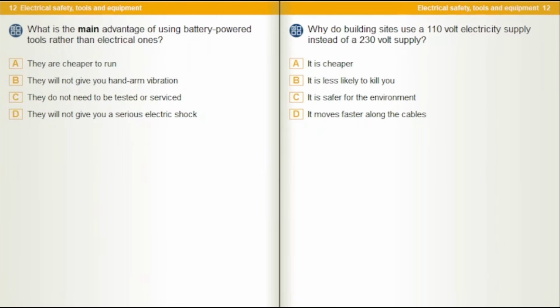Why do building sites use a 110-volt electricity supply instead of a 230-volt supply? It is cheaper. It is less likely to kill you. It is safer for the environment. It moves faster along the cables.